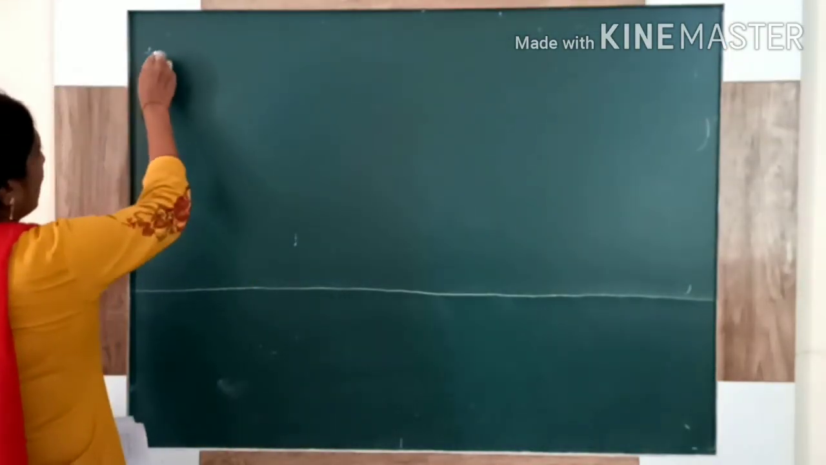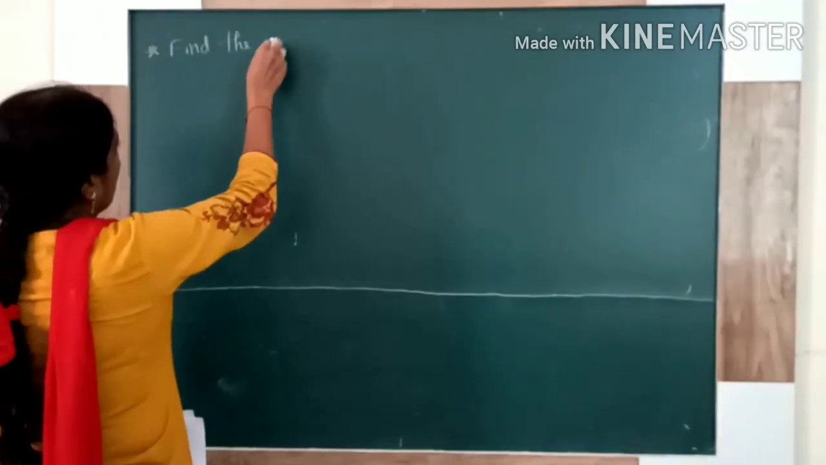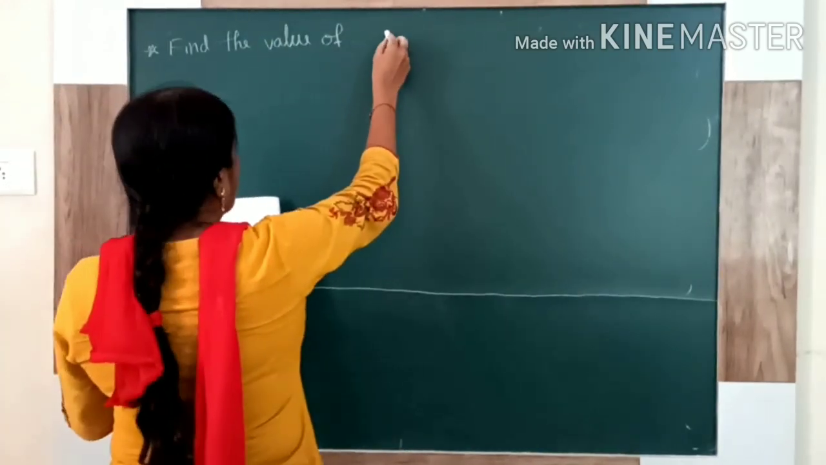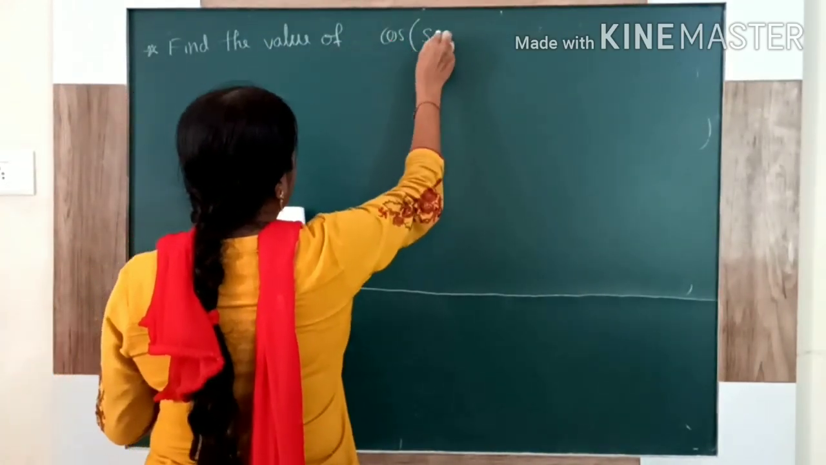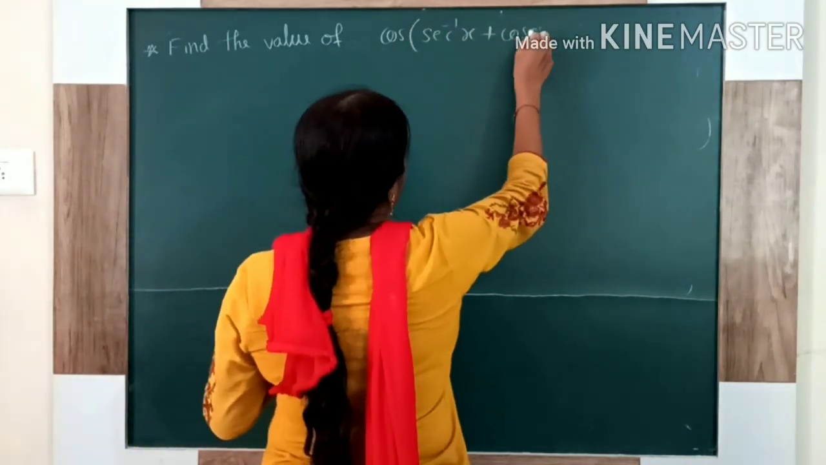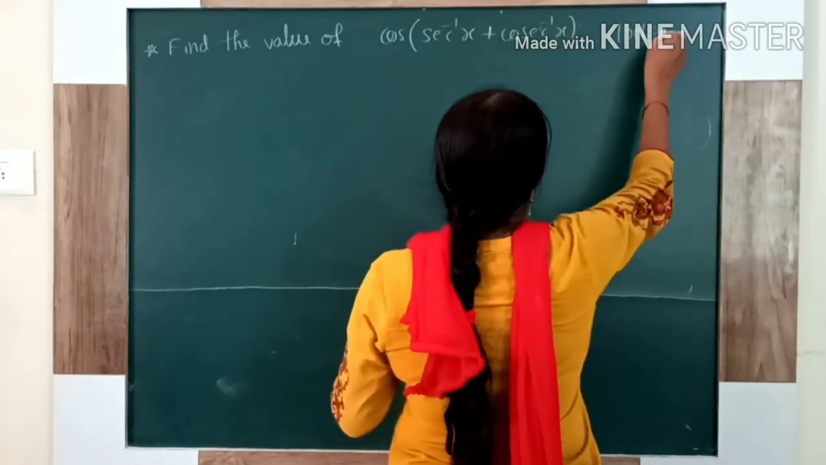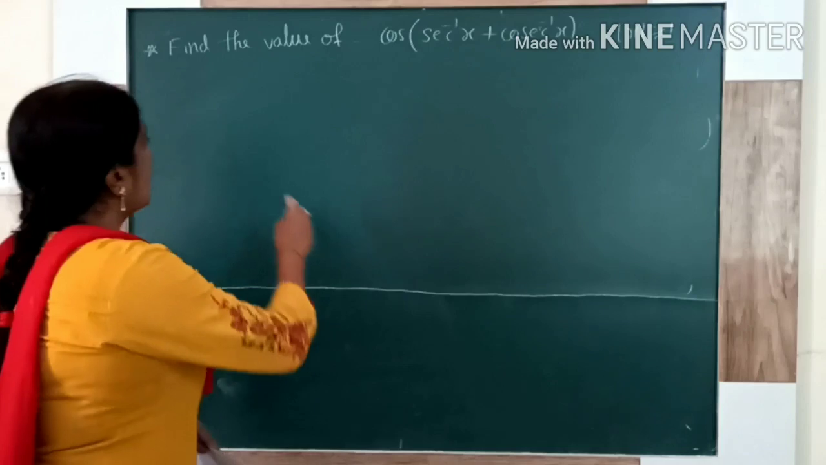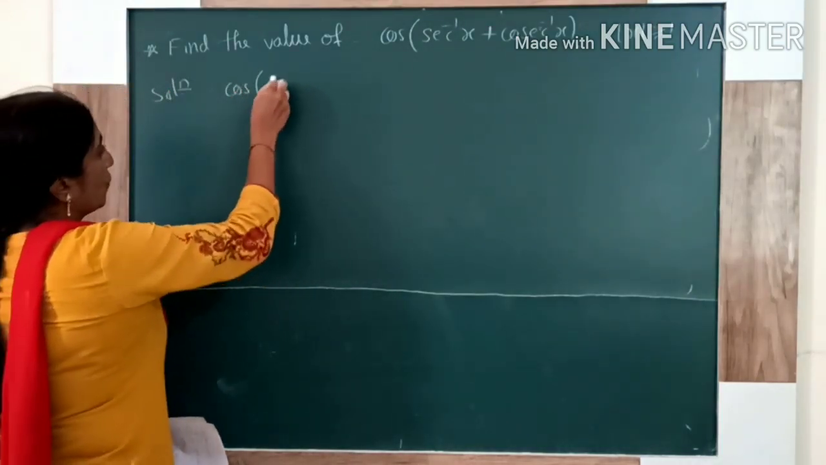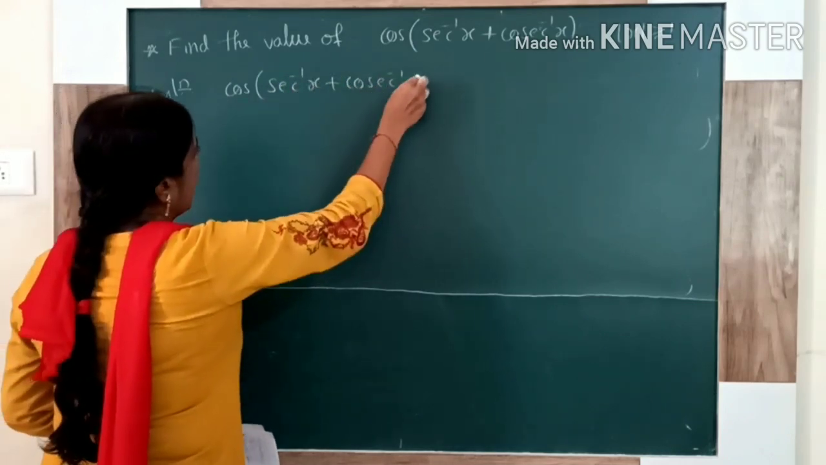So here we have again simple and different examples. Find the value of cos of (sec inverse x plus cosec inverse x), where x is greater than or equal to 1. If you keep the formula list with you, that is very helpful for you. I hope all of you kept the formulas with you or they are in your mind.